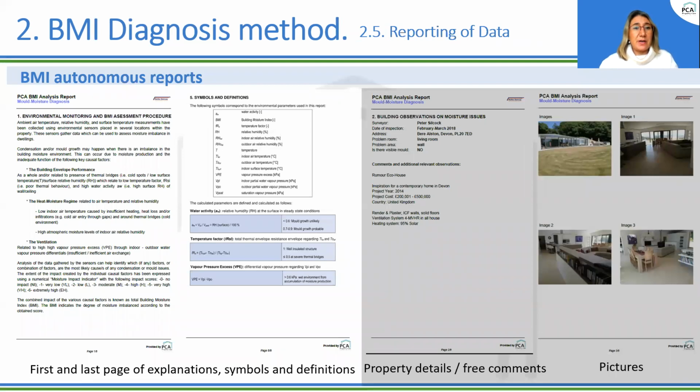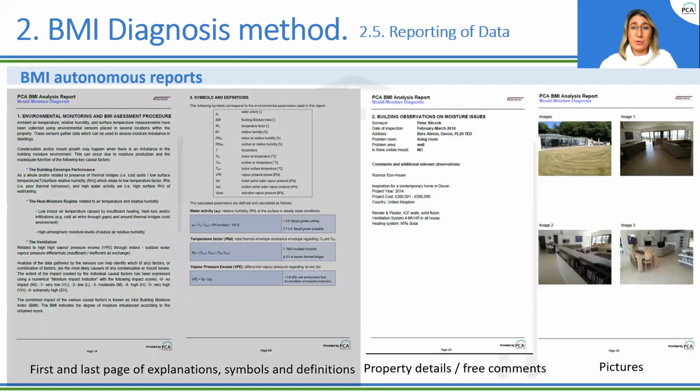So the data is generated through autonomous reports. So there is a set of results. First, some explanations in the first and last page with also definitions and symbols. And then we have some pages of the report where we have some free space to introduce the property details and also free comments made by the surveyor.